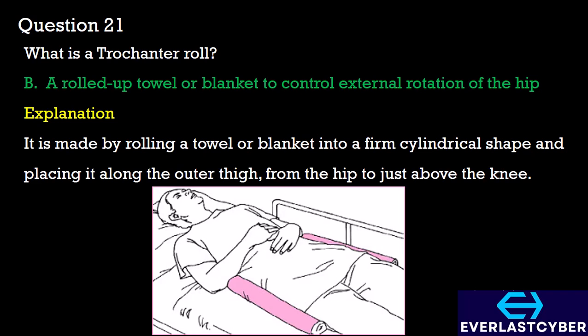to prevent external rotation of the hips in bedridden or immobile patients. It is made by rolling a towel or blanket into a firm cylindrical shape and placing it along the outer thigh from the hip to just above the knee. So that is what a trochanter roll is. It is used to control the external rotation of the hip.